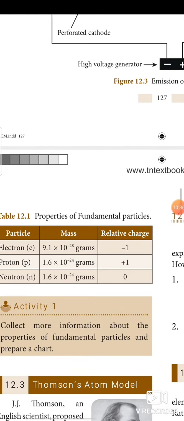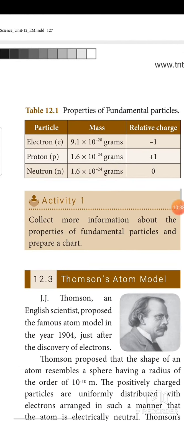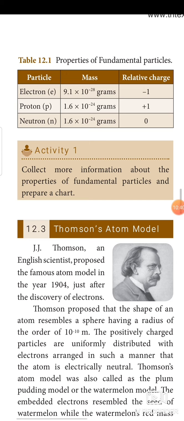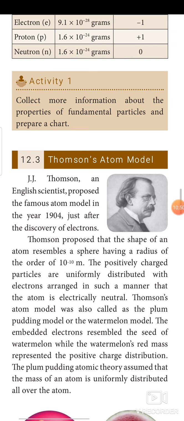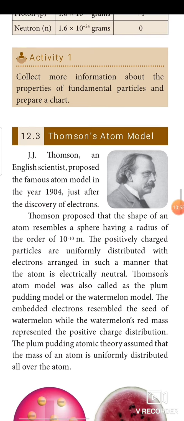So in a table they have given you the property of fundamental particles. Next we need to see a few atom models. Only one atom model is given to you, J.J. Thomson atom model. The remaining atom models you will be studying in your 9th standard. J.J. Thomson, an English scientist, proposed the famous atom model in the year 1904, just after the discovery of the electron.